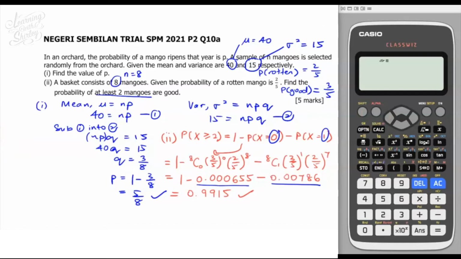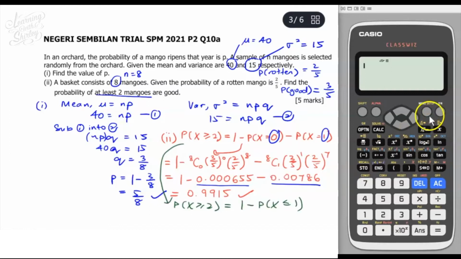Actually, there's also another method which is faster and shorter. Do you want to know how? Let me show you. Okay, we go back to this question, which is P(X) is more than or equals to 2, which is x, okay, this one. So it also means that it's 1 minus P(X) less than or equals to 1, okay?